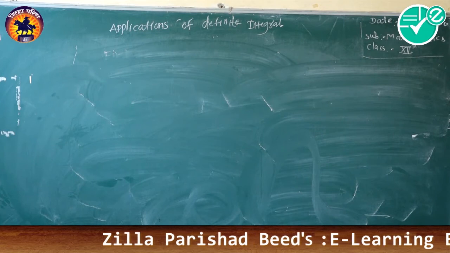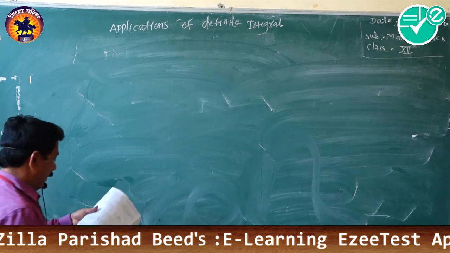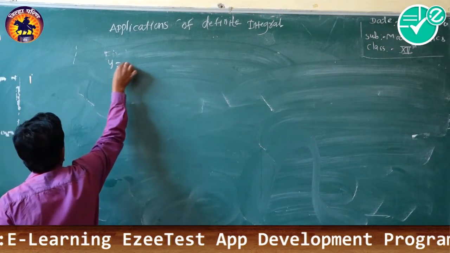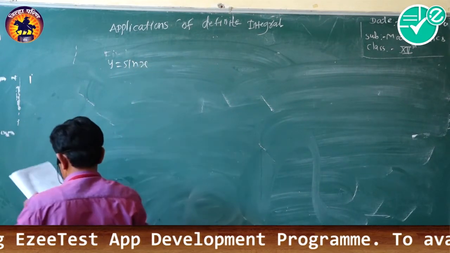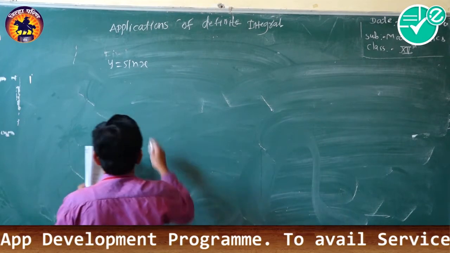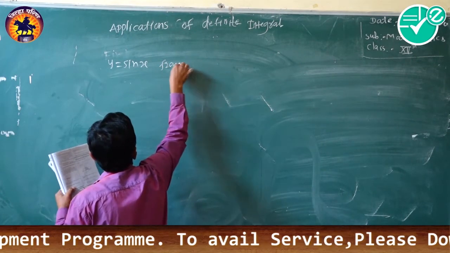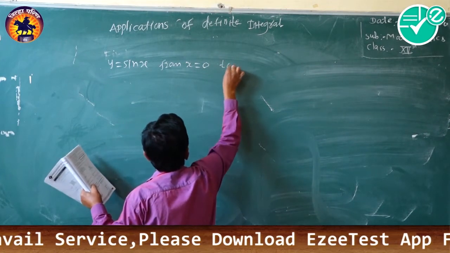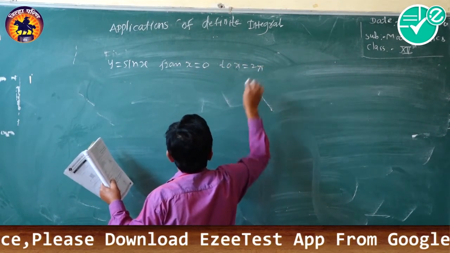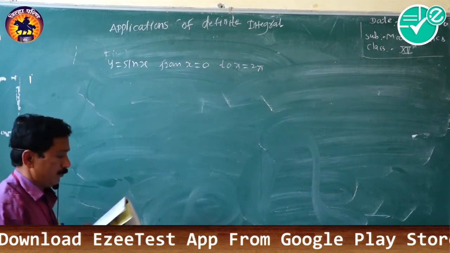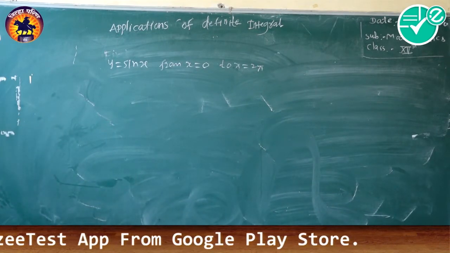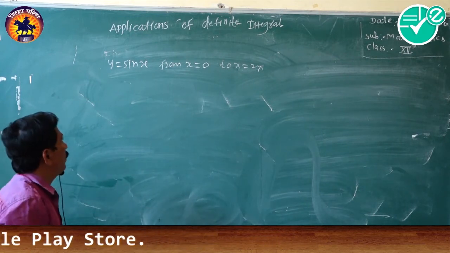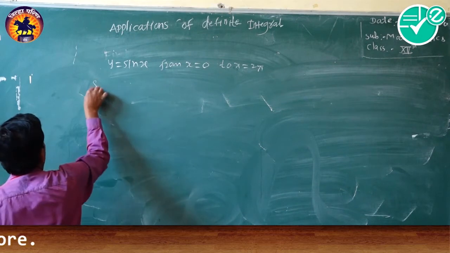Find the area under the curve y is equal to sin x from x is equal to 0 to x is equal to 2 pi. Solution.